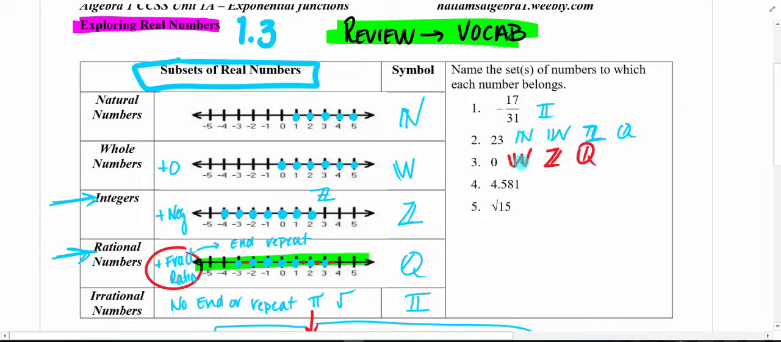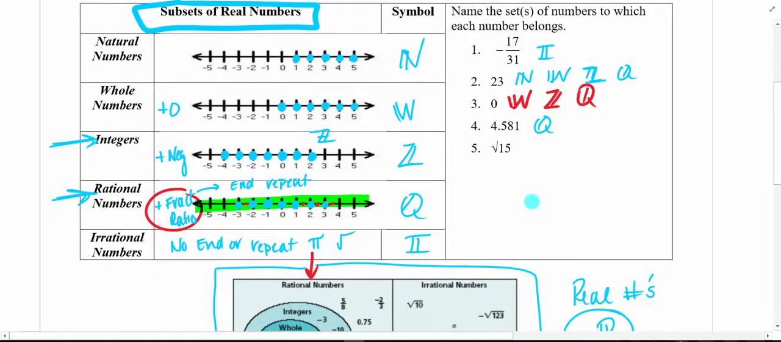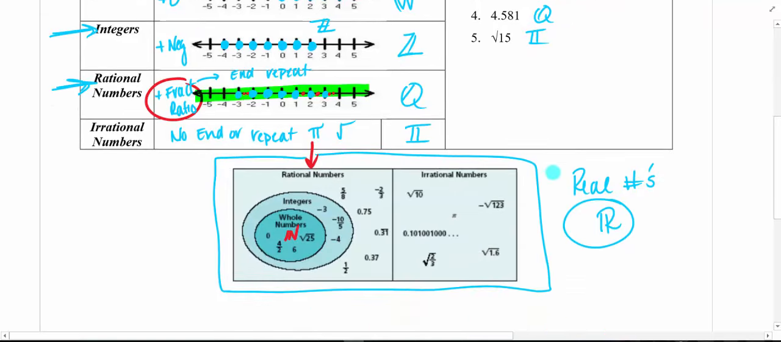All right, so 4.581, it may continue, but in this particular form, it ends after 3 decimal places. So really, this one's just going to be a rational number. It doesn't exist in the natural numbers because it's a fraction. Same thing for the whole and the integers because it doesn't fit in there. It's specific to the rational numbers. And the square root there is going to be an indicator that this is most likely an irrational number there.